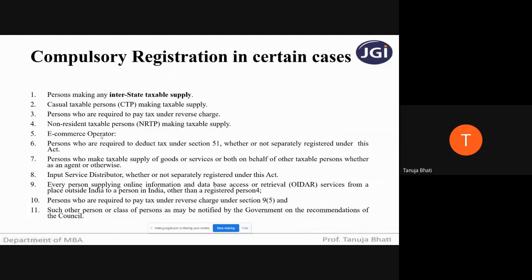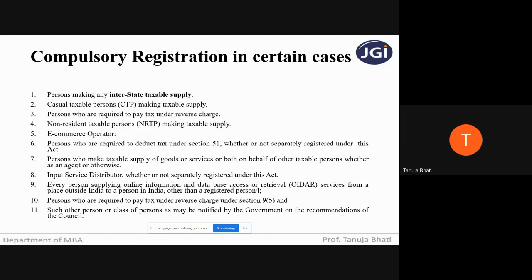E-commerce operators, we know who are e-commerce operators. Those are the persons who do the business on an electronic platform. So they provide an electronic platform for the supply of goods or services. Next, persons who are required to deduct tax under section 51, whether or not separately registered under this Act. We know the concept of TDS, that is tax deducted at source. So when any person is required to deduct TDS, they are required to be compulsorily registered under GST.